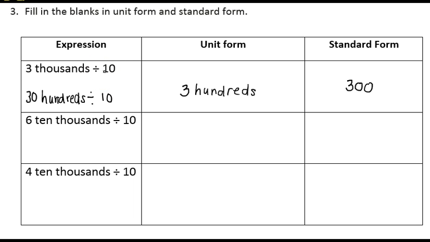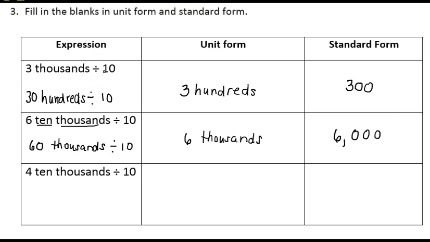If I take 6 10,000s and divide those into 10 equal groups, first I need to decompose these. So instead of 6 10,000s, I'm going to decompose that into 60 thousands. Each 10,000 is the same as a group of 10 thousands. So I have 6 groups of 10,000 or 60,000. I can divide those into 10 equal groups, which would give me 6 thousands in each group. And in standard form, we would write 6,000.